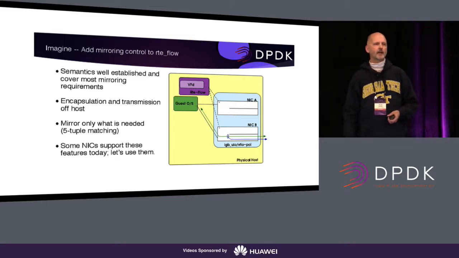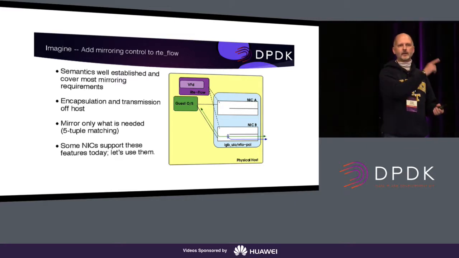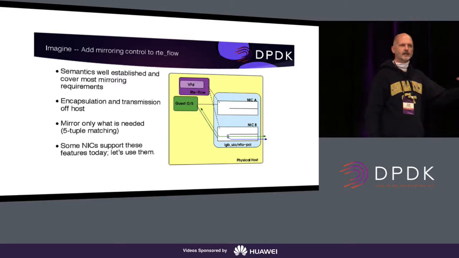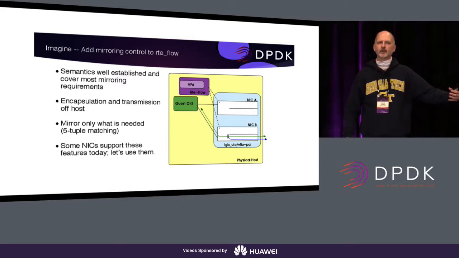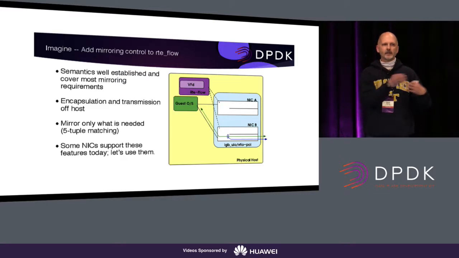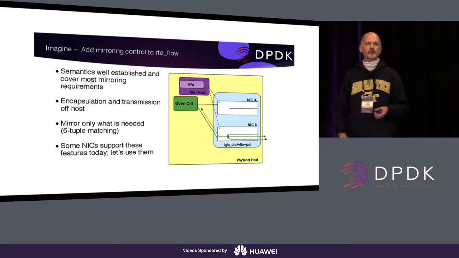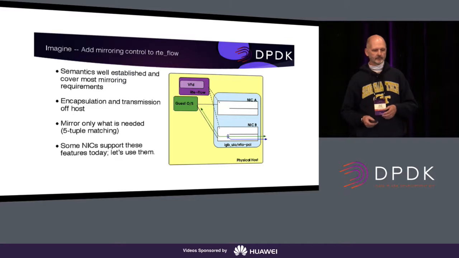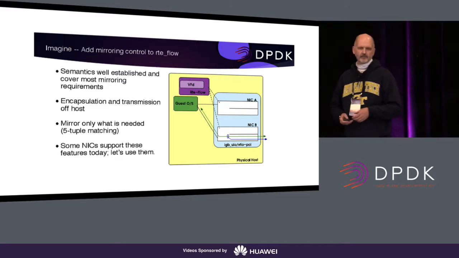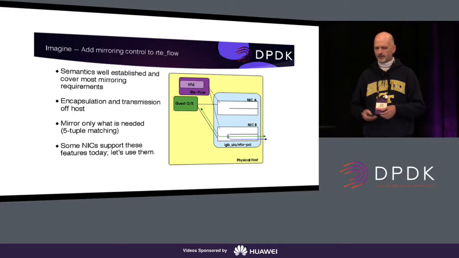It's encapsulated how they need it, and you've not turned it around up into the system. You've not had to have a VM or some other process that's listening, and no double traffic or triple traffic on your PCI bus. Some of these NICs support them, so let's maybe use it.